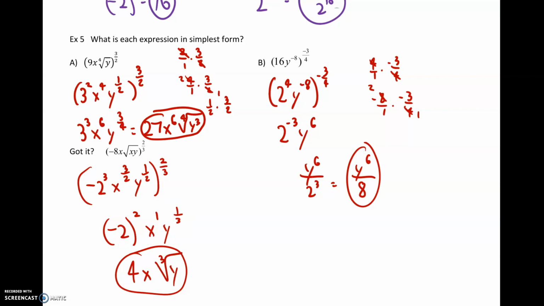Last step is just want to make sure, again, negative 2, if it's an even power, that gives us a positive 4. X to the first, simple enough, we just get x. But then also y to the 1/3, we do want to re-express that using our radical.